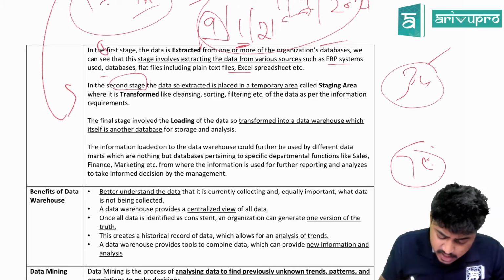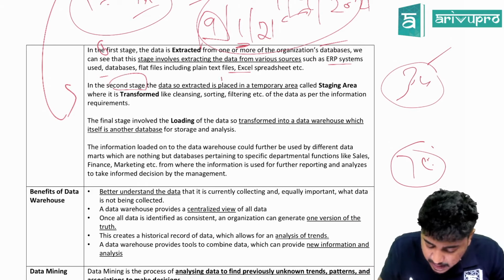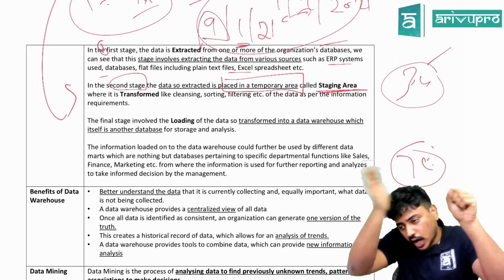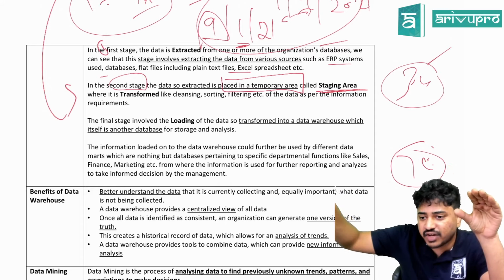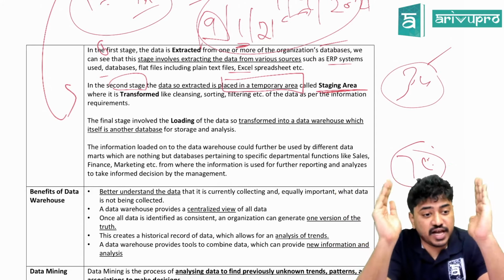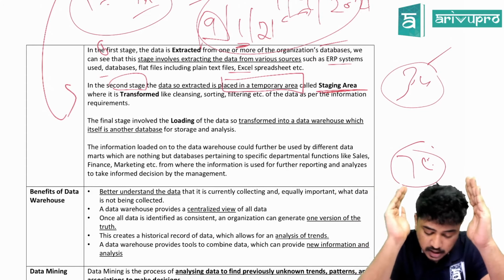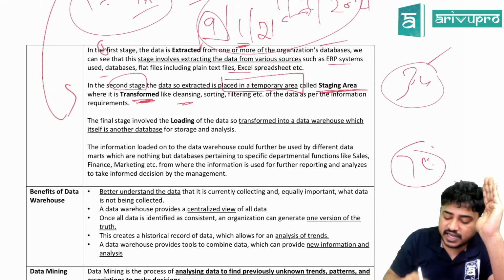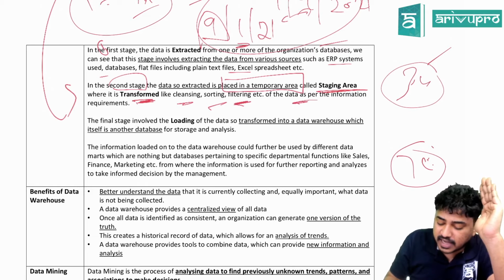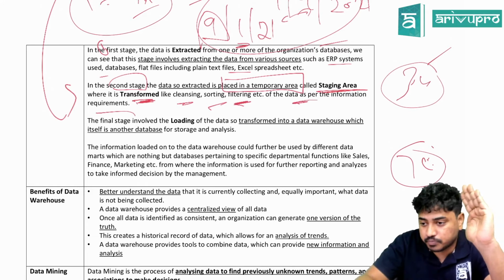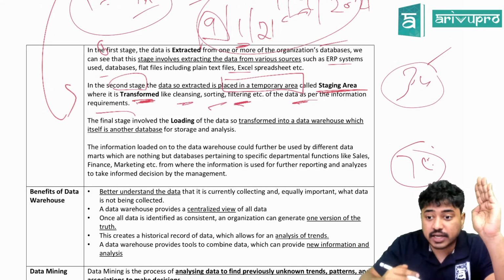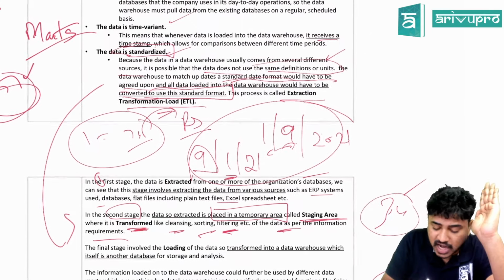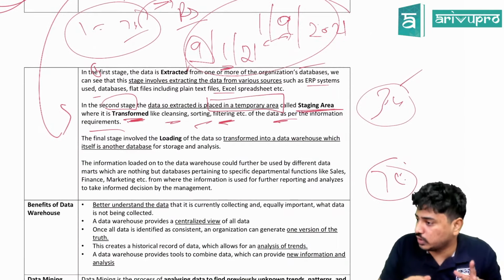The second stage: the extracted data is placed in a temporary area called the staging area. Now you extract the data, do you immediately put it in the data warehouse? No, you put it in an area called the staging area. Here you transform the data. What does transformation mean? Cleaning, sorting, filtering data as per the information requirement. You sort the data, you filter the data, and as I told you, standardizing. We spoke about standardizing the data. You standardize the data, everything you do there.